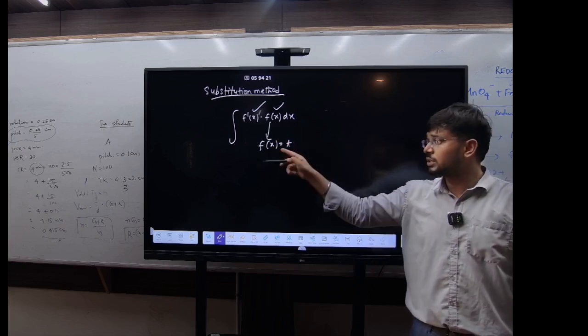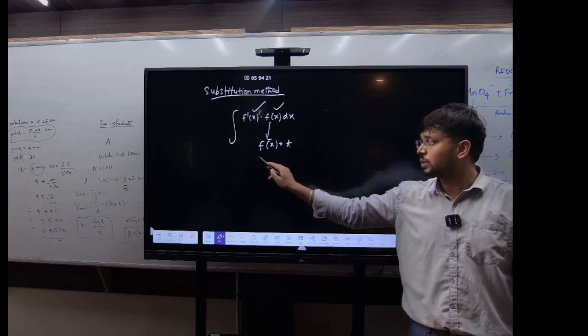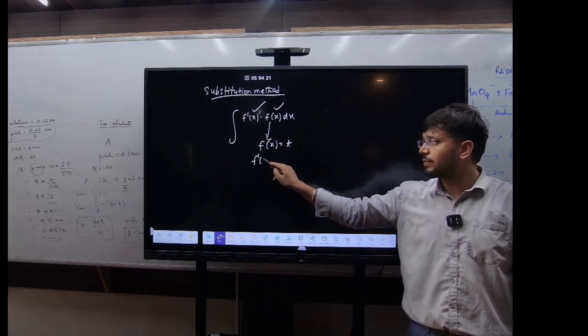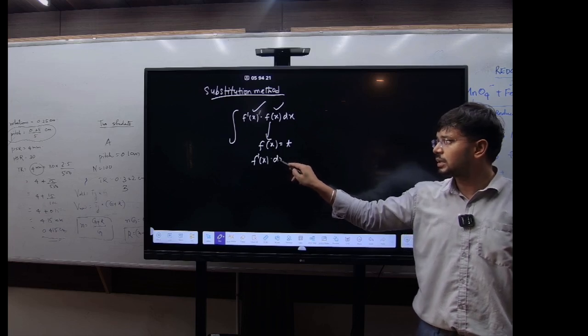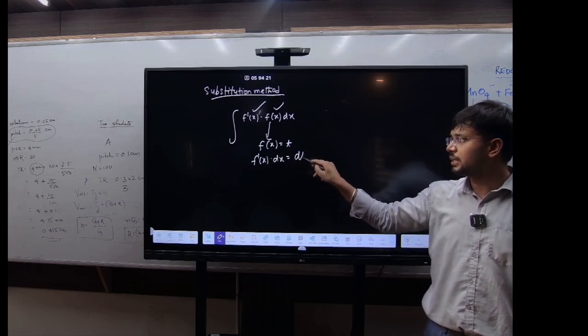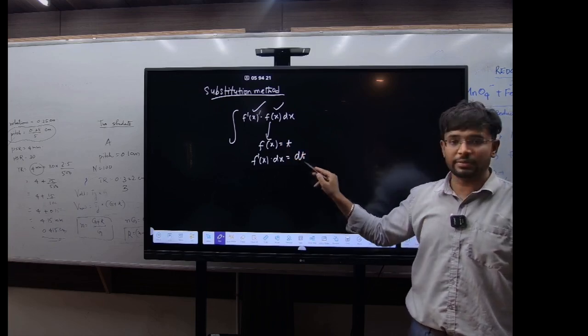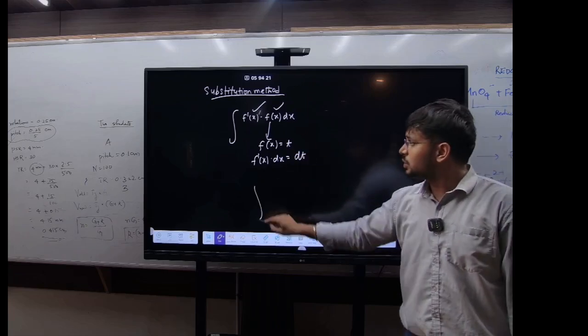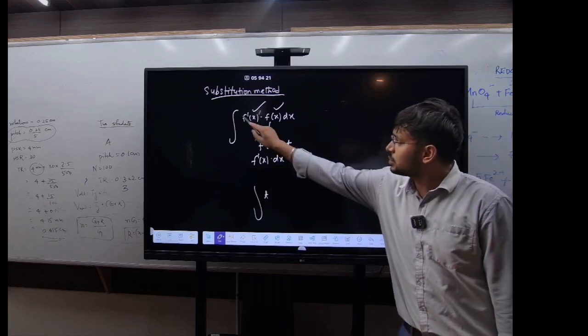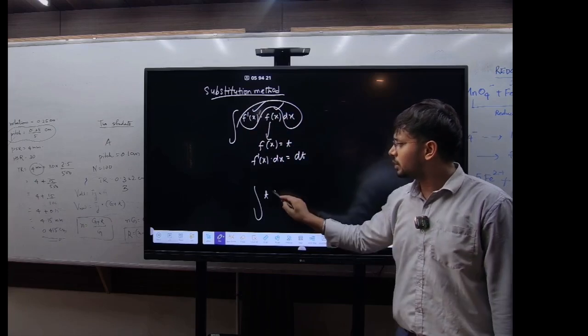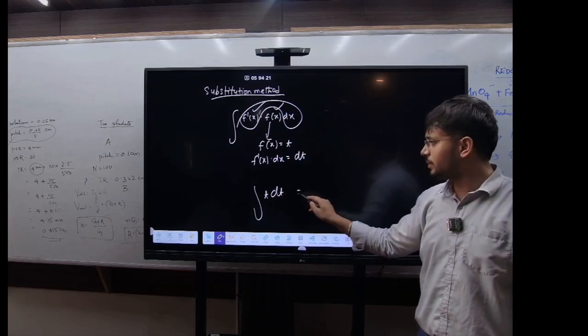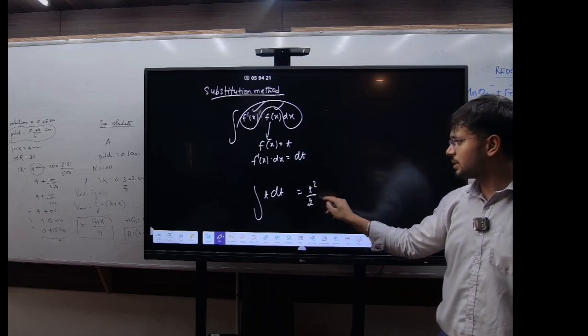Once you assume function is equal to t, now differentiate both sides. What is the differentiation of f? f dash x into dx. And what is the integration of t? dt. So if I am assuming f of x is t, so f dash x dx will be dt. Now put the value. So f of x is t and this whole value will be equal to what? And what is the integration of t? t square by 2 plus c.